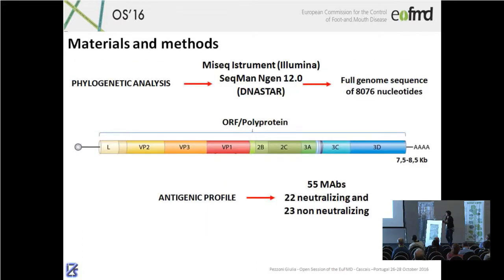For the phylogenetic analysis, we prepared the samples, and we submitted the samples to the MiSeq instrument from Illumina in order to obtain a full genome sequence. And in fact, we obtained an almost complete full genome sequence of 8,000 nucleotides. And regarding the antigenic profile, we studied it using a panel of 55 monoclonal antibodies, that are divided in 22 monoclonal antibodies recognizing neutralizing epitopes, and 23 monoclonal antibodies recognizing non-neutralizing epitopes.